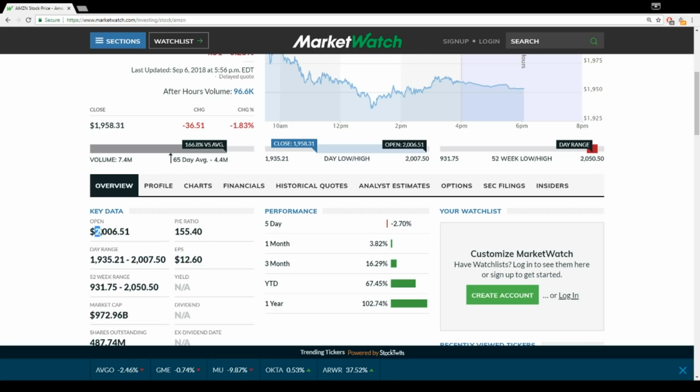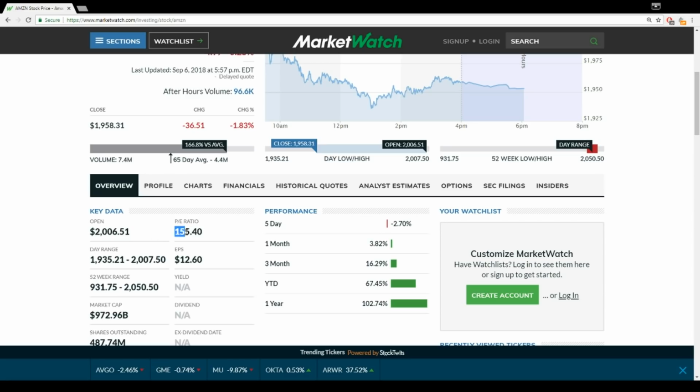So you're paying $2,000 to have a right to $12.60 of their earnings. What's nice is it already calculates a PE ratio for you, which is 155. Now these can vary a little bit. You would just take the price of the stock, divide it by the earnings per share, and you should get the PE ratio. However, these PE ratios are calculated on a quarterly basis, so these things don't always match up perfectly, but they come pretty close.